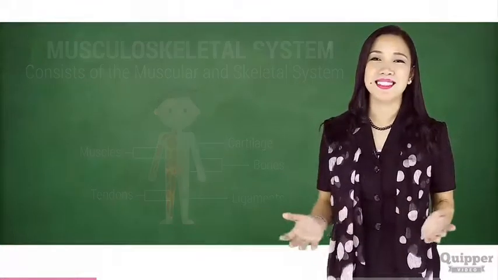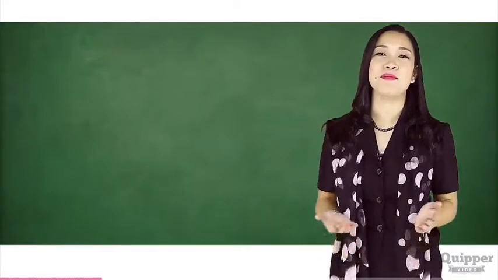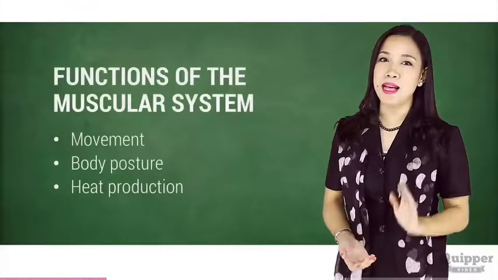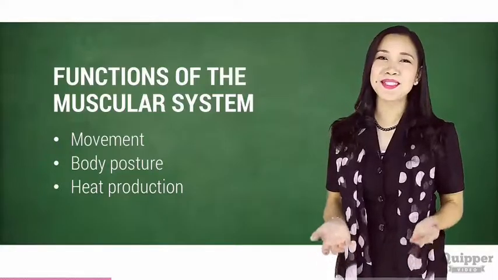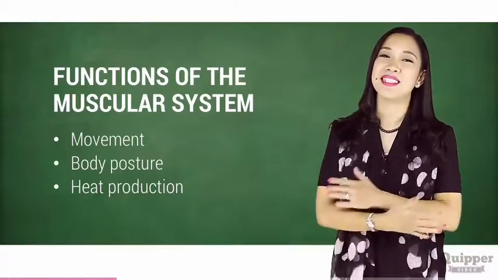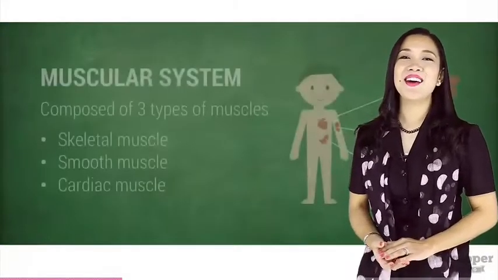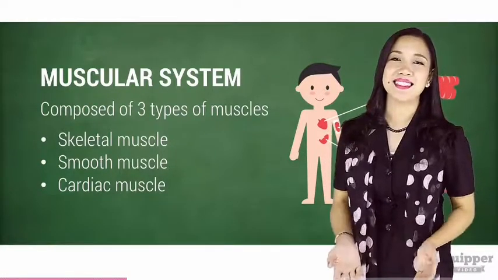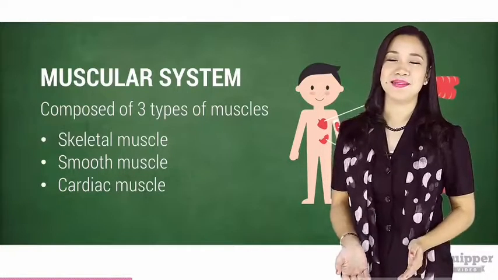So let's begin with the muscles. While the muscular system functions mainly for movement, it has other functions too. Aside from helping the body move from one position to another, it also keeps body posture and it produces the heat for maintaining a constant internal body temperature. There are 3 types of muscles in the muscular system: the skeletal muscles, cardiac muscles, and the smooth muscles.